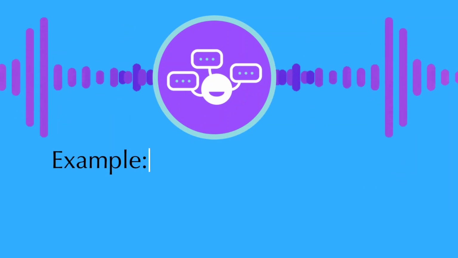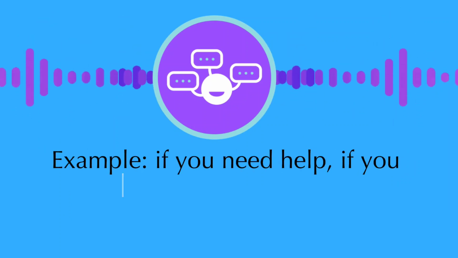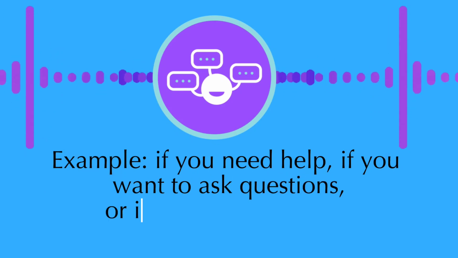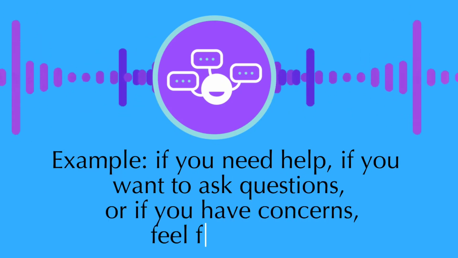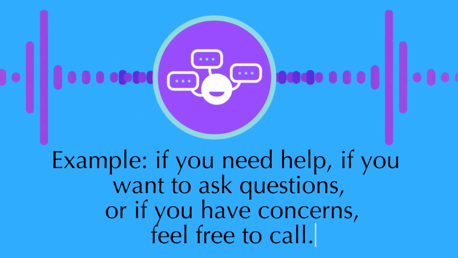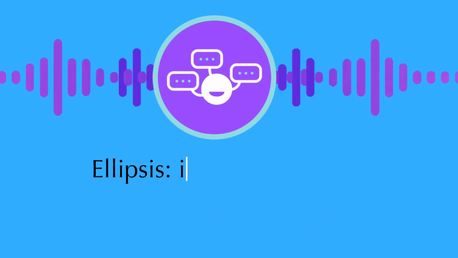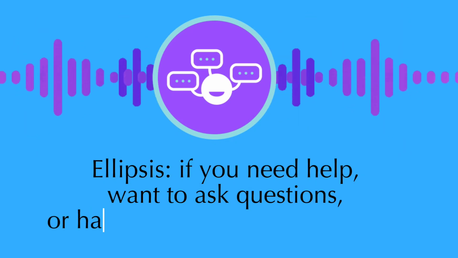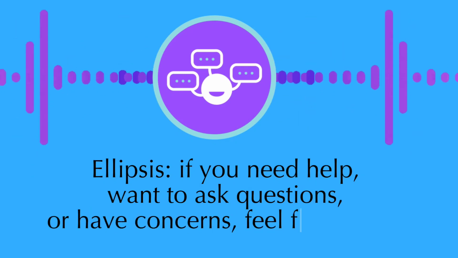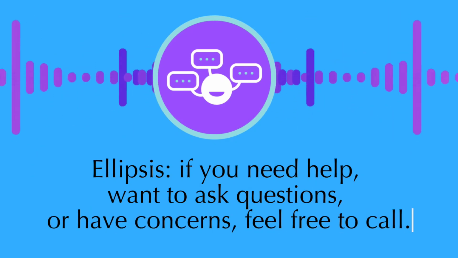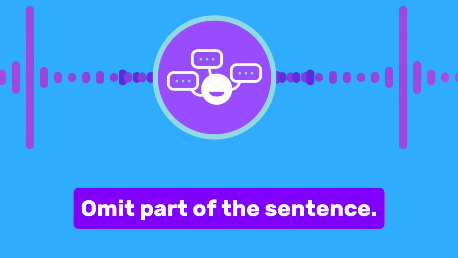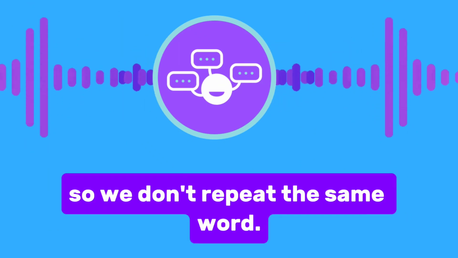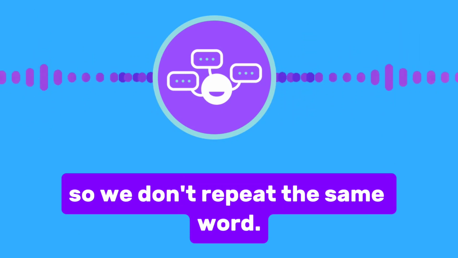For example, if you need help, if you want to ask questions, or if you have concerns, feel free to call. The ellipsis is: if you need help, want to ask questions, or have concerns, feel free to call. That was ellipsis, where we omit part of the sentence so we don't repeat the same word.